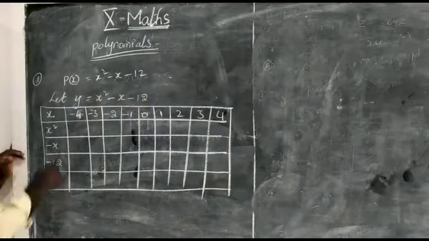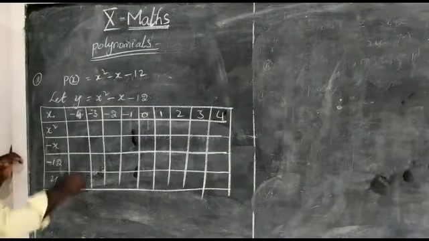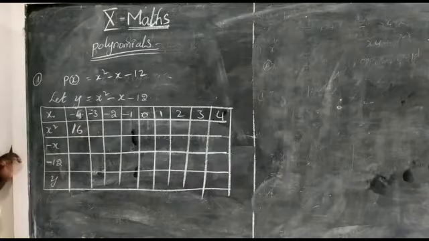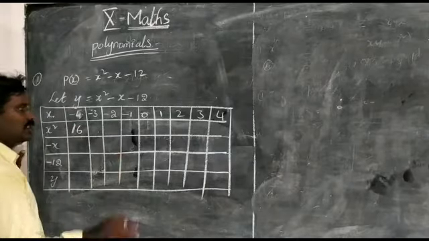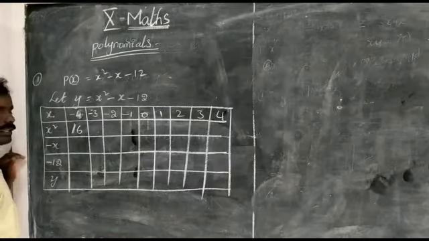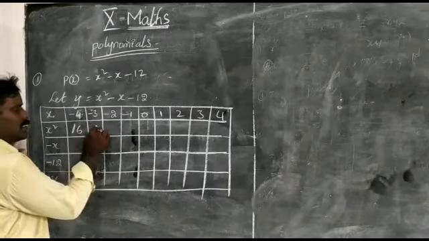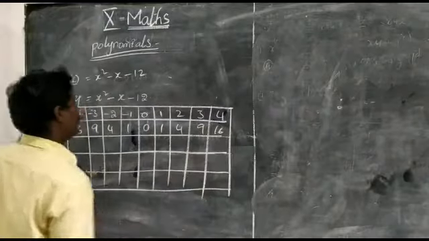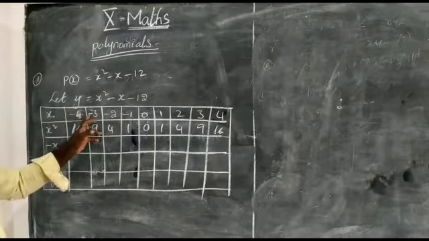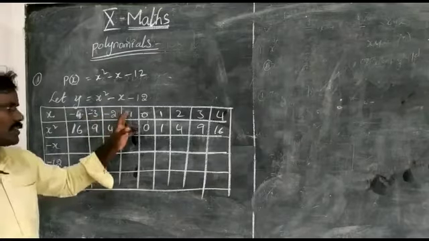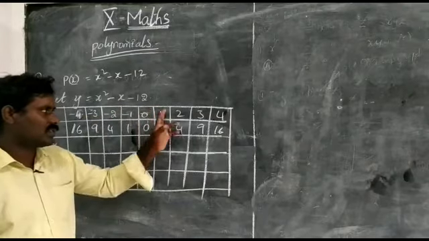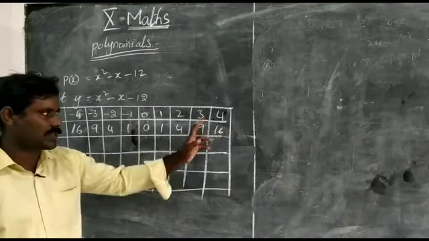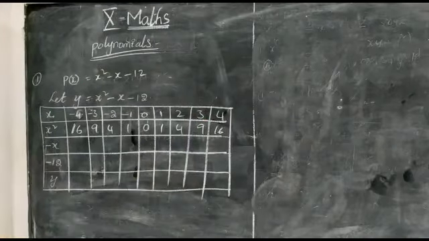Now squares. X square means all the squares. Whether you square a negative or positive number, we get only the positive value. 16, 9, 4, 1, 0, 1, 4, 9, 16. Minus 4 square 16, 3 square 9, 2 square 4, 1 square 1, 0 square 0, 1 square 1, 2 square 4, 3 square 9 and 4 square 16.